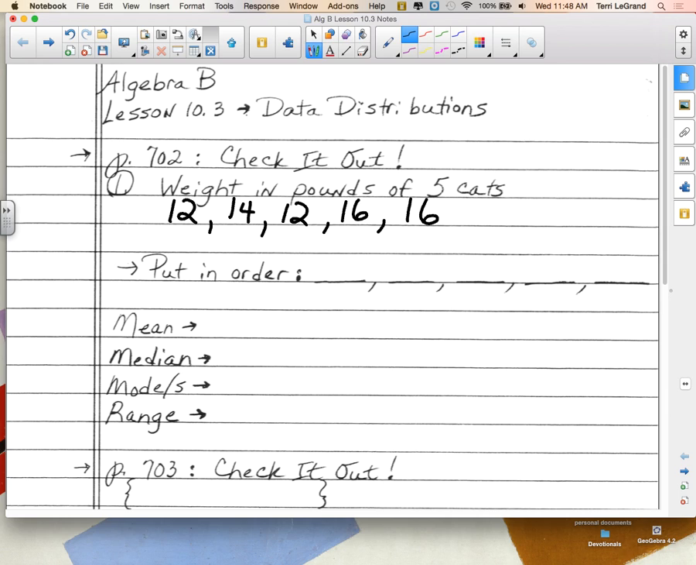Let's get those put in order. Why are we going to put them in order? Which one needs order? The median needs order. Yes, the median needs order. But it will also be helpful when we're trying to find the range, and pretty helpful when we're trying to find the mode. So we're going to put them in order. Go ahead and do that on your papers because I know you know how.